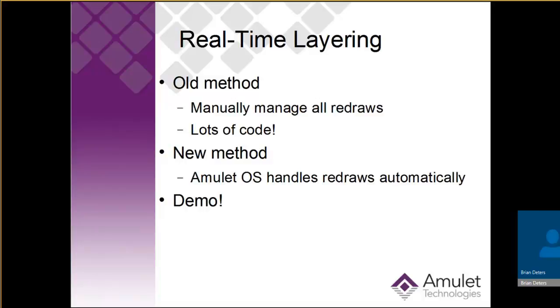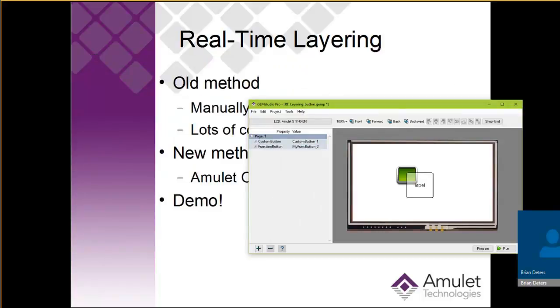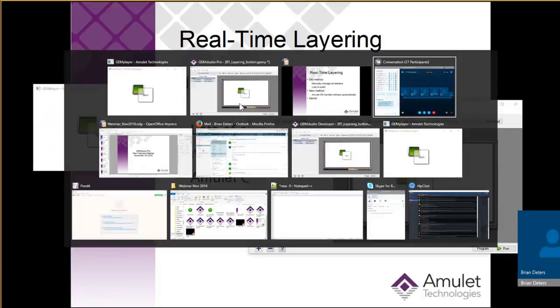There's really the old method. You had to manually redraw everything. The problem is that the Amulet OS always drew to the top layer. So if you wanted to layer something underneath something else and have that thing on the bottom layer change, you had to then redraw everything on top of that in the correct order. So it ends up being a lot of code and a pain. The new method, the OS redraws everything for you. You don't have to do any of that code. So let's take a look at an example.